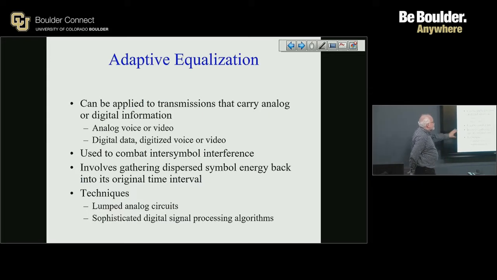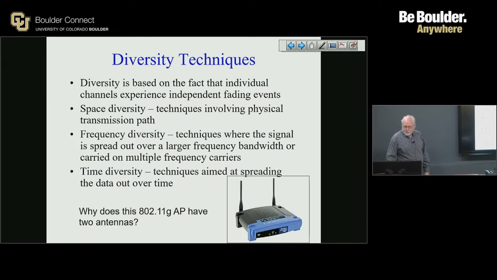Adaptive equalization. This is usually some fairly involved signal processing, but it basically looks at trying to learn the characteristics of the channel and then compensate for it in the signal itself. Usually that's digital anymore.